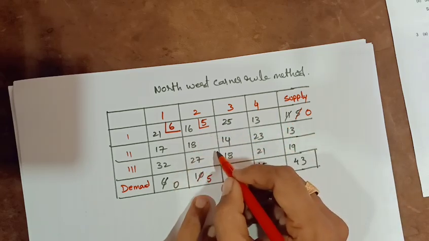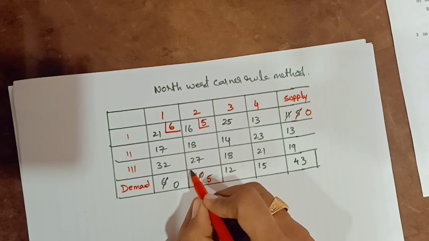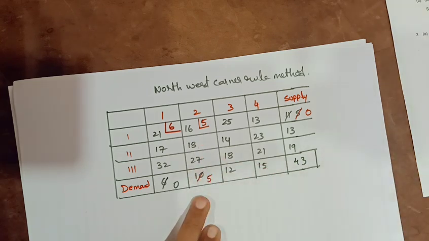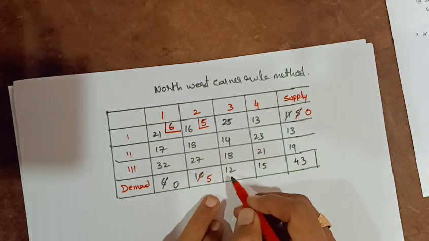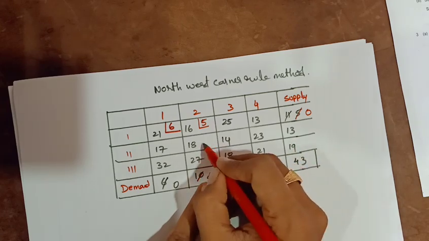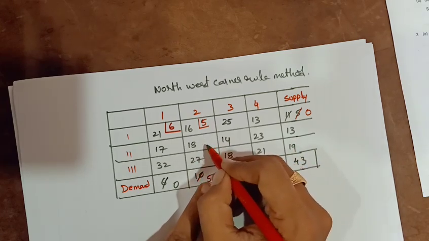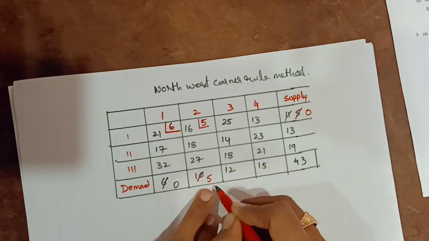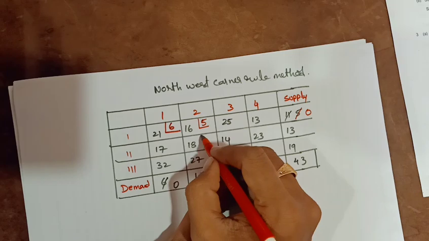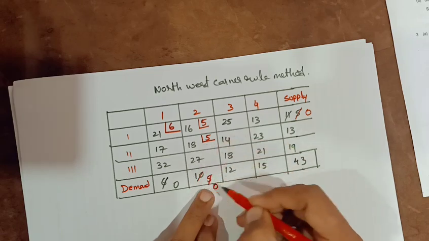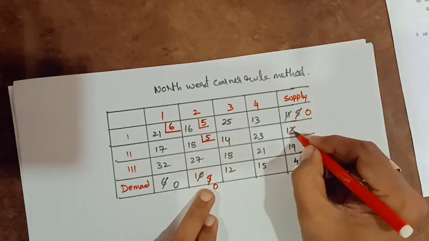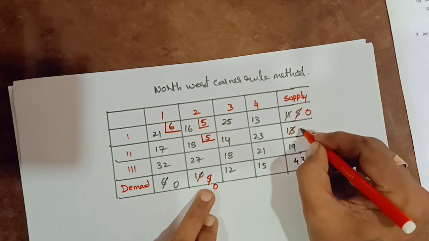Now the active cells will be 18, 14, 23, 27, 18 and 21. That means this particular matrix. Again here the northwest. If we observe here, this will be the northwest corner. So here we are allocating, minimum is 5, maximum is 13. So minimum 5 I am allocating. This becomes 0 and this entire column will be deleted. And 13 minus 5 will be 8.